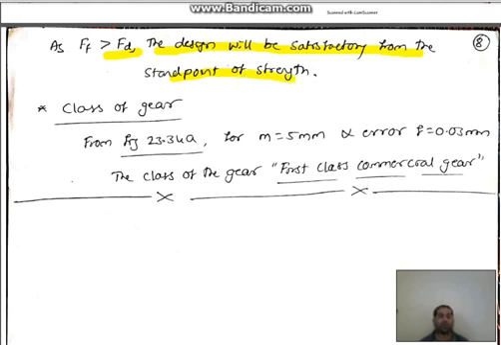Now find class of the gear. Refer figure 23.34a for module m equal to 5 mm and error e equal to 0.03 mm. The class of the gear is first class commercial gear.